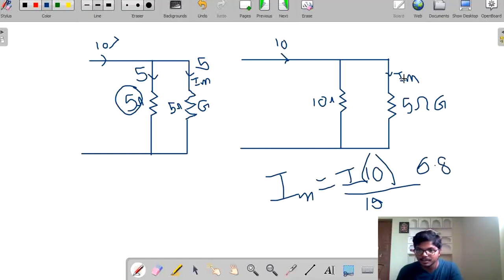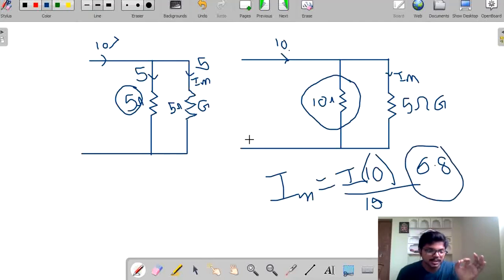This means the IM current is greater than 5 amperes. We are not doing nothing by replacing the shunt resistance with some other resistance; we are improving the current capability of the galvanometer. In the first case, my galvanometer can read only 5 amperes. By just exchanging this shunt resistance of 5 ohms with 10 ohms, we are making the 5 amperes into 6.8 amperes. Okay, this is called the concept of multi-ranging.